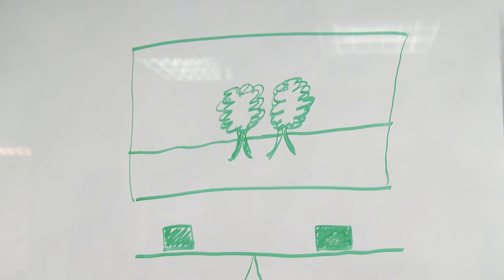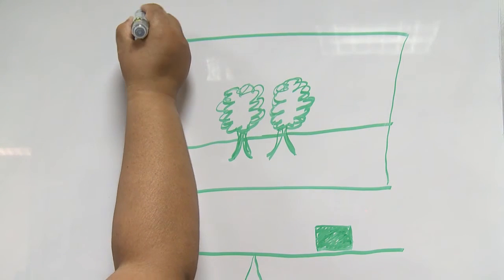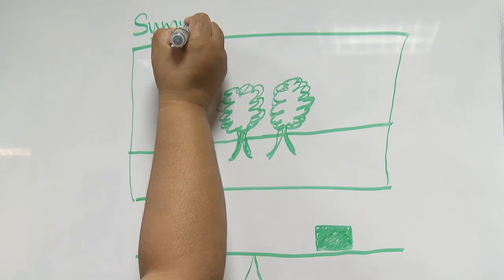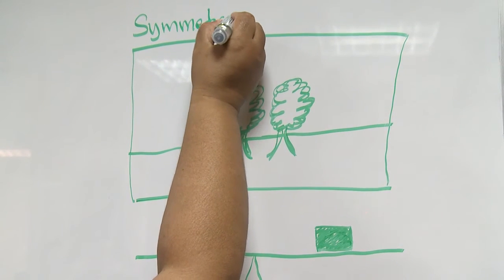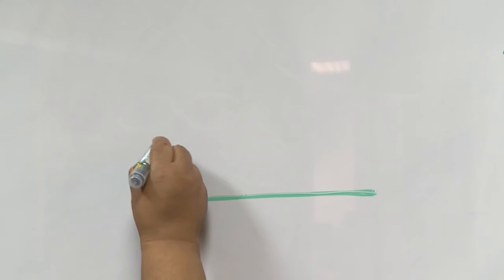As you can see, the image is in the center. When you draw your line or imagine a line in the middle, both sides are the same.